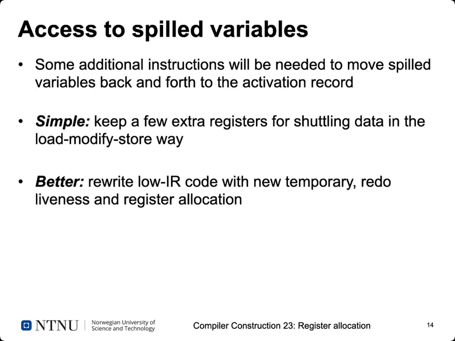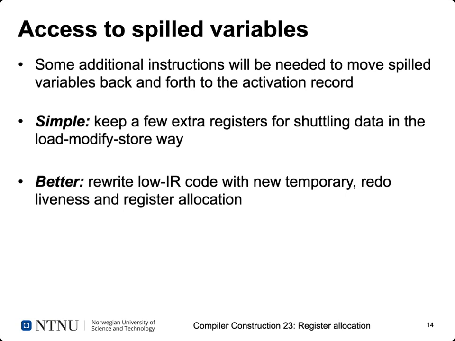So when you want to perform spilling, you need some additional instructions, obviously, to move spilled variables back and forth from and to the activation record. And you could use this very simple approach to ensure that there's always at least a free register. So you could try to keep a few extra registers free for just shuffling data in and out of the registers again, in a RISC, so load-store way, where you can't directly access memory when you do operations on variables.